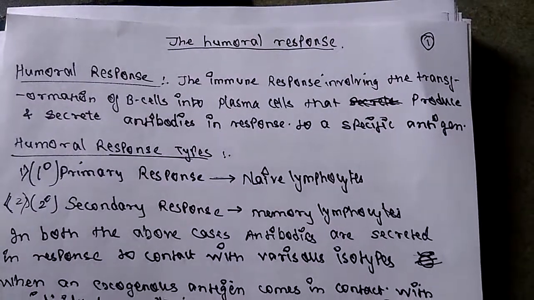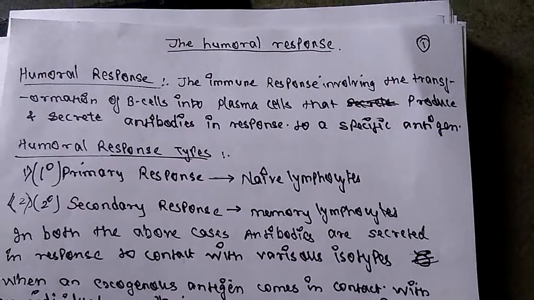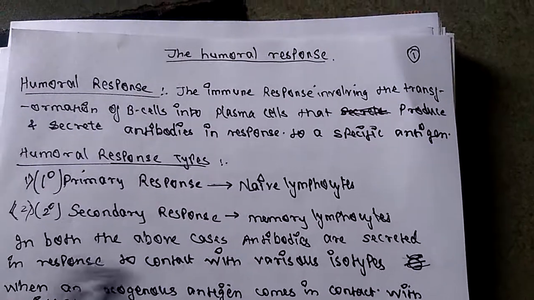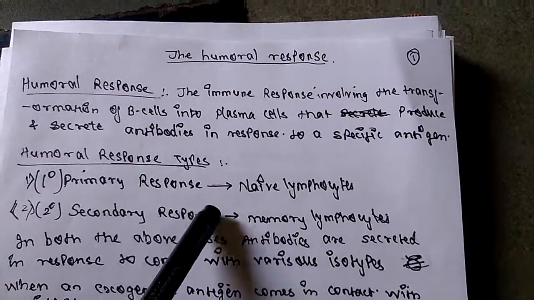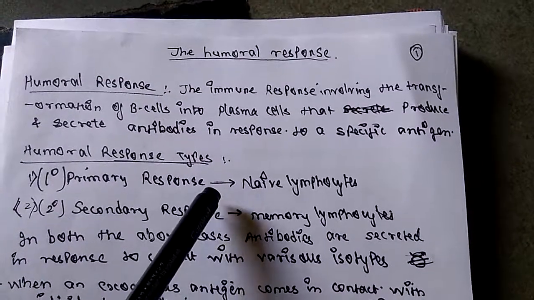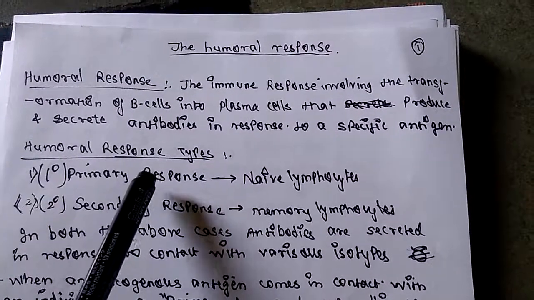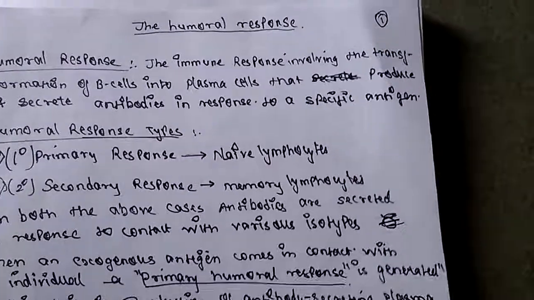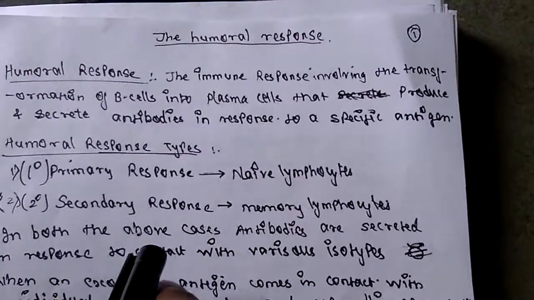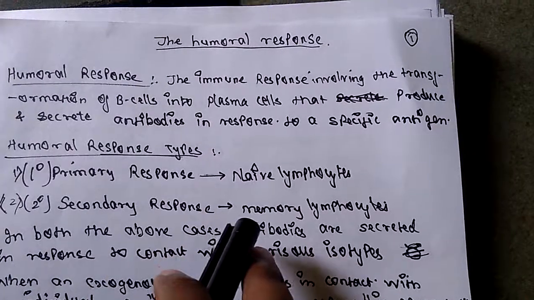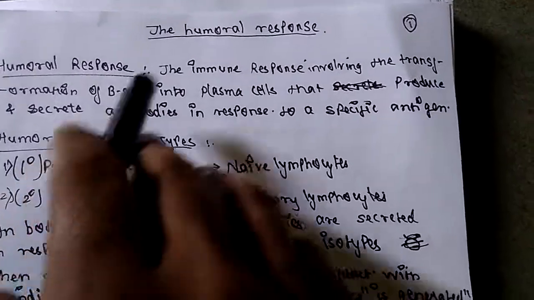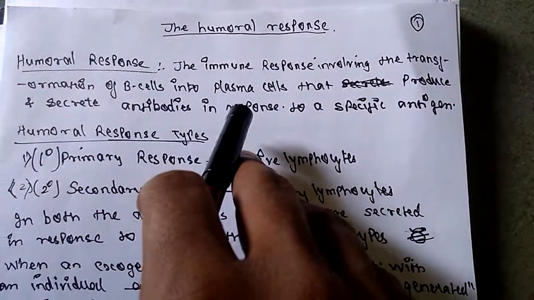Starting with the humoral response, first let us understand what it actually is. As we know, whenever our body is invaded by any antigen or foreign substance, there is a response generated by our body, such as an increase of heat, and so on. That is basically one type of humoral response. It is the transformation of B cells into plasma cells that produce and secrete antibodies in response to a specific antigen. That is the scientific term for the humoral response.